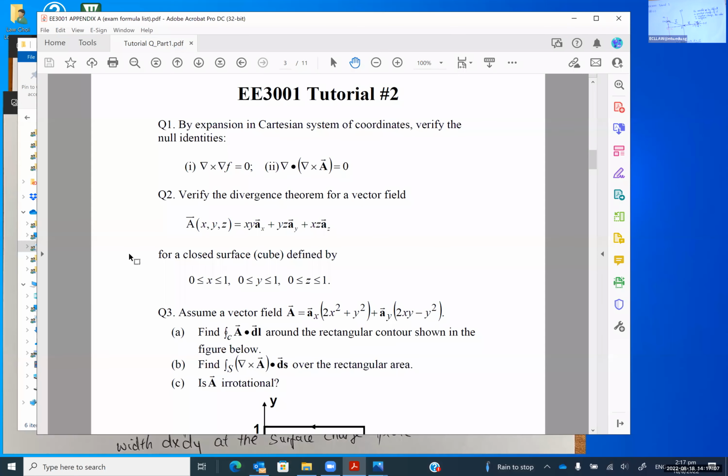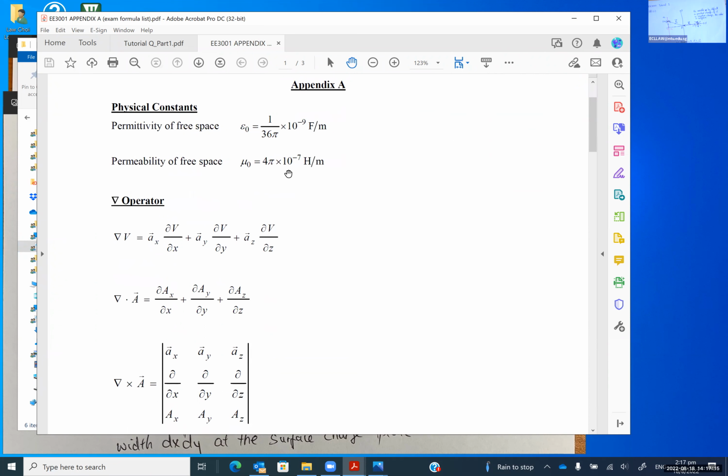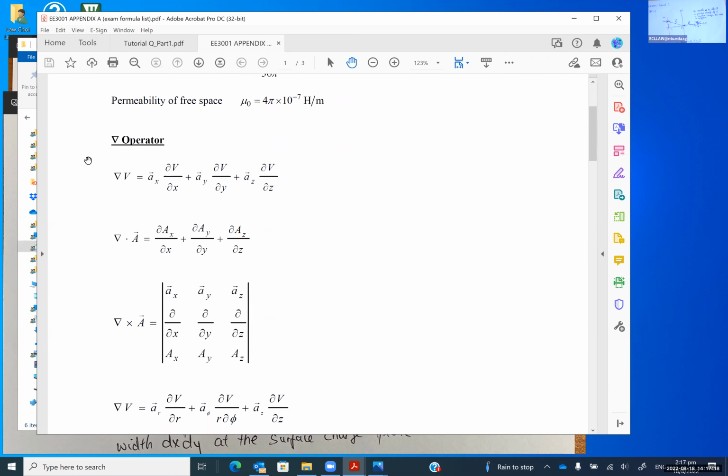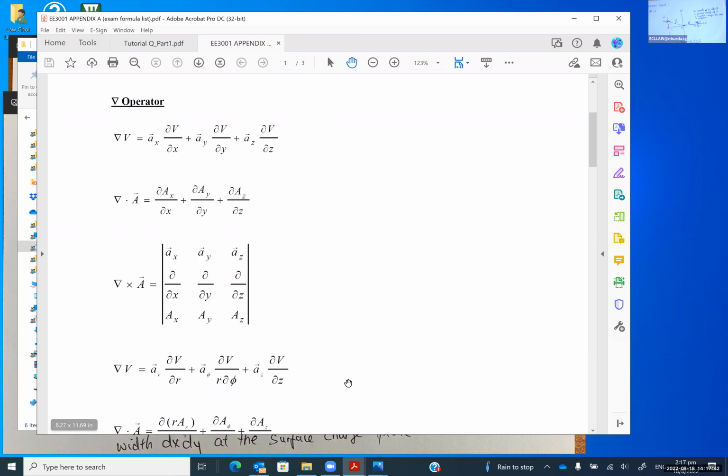Again, we look at some other interesting things that you should know by now. Epsilon naught value is given to you there. Mu naught value is given to you there. There's something that is given to you called the del operator, this inverted triangle. So this is the gradient of V. It's a del operator operated on V. You can see this is Cartesian, AX, AY, AZ. The equivalent for cylindrical is here.